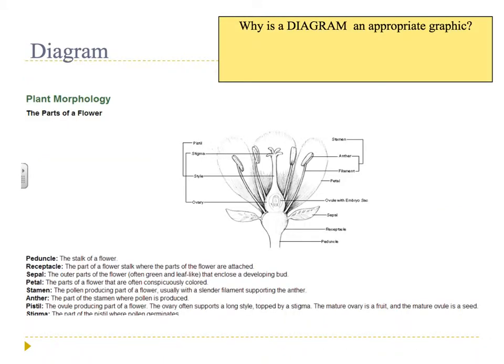Okay, so why is a diagram an appropriate graphic? Here we have the different parts of a flower and then their definitions. Over here we have those different parts labeled on the flower. You can see those parts matching up. So why is this diagram appropriate for this text? Pause here. Okay, awesome. Now we're going to look at when not to use a diagram.